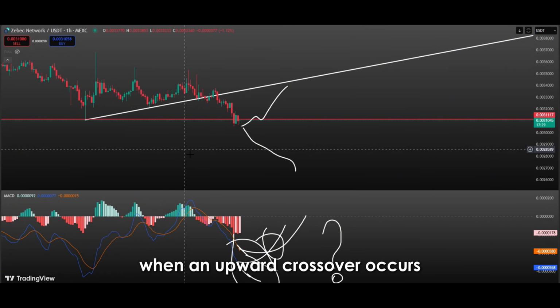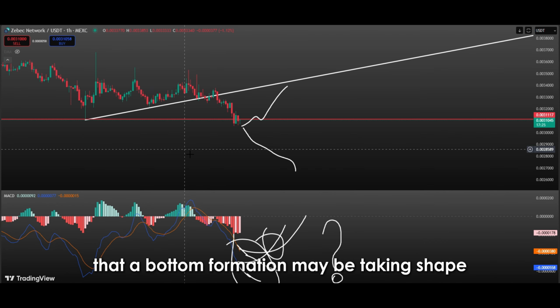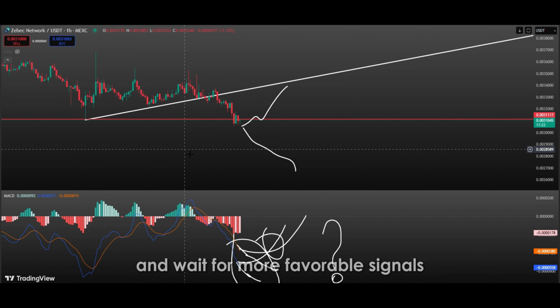When an upward crossover occurs and is supported by volume, it signals positive momentum. This becomes an important technical sign that a bottom formation may be taking shape and that the price could begin a recovery. However, if that signal has not yet materialized, it is much more reasonable to monitor the market and wait for more favorable signals rather than rushing into a buy.